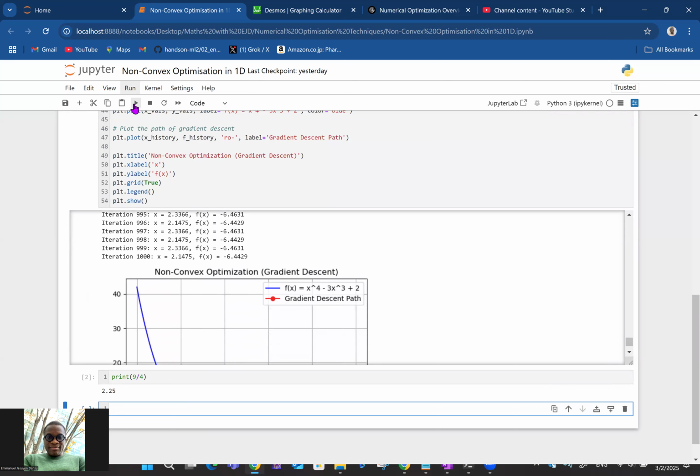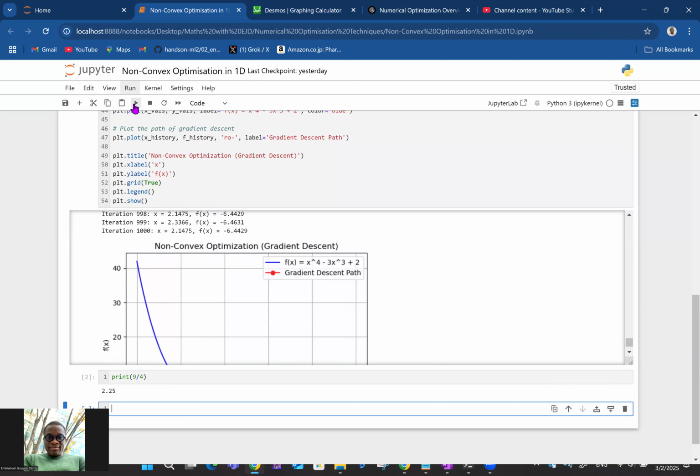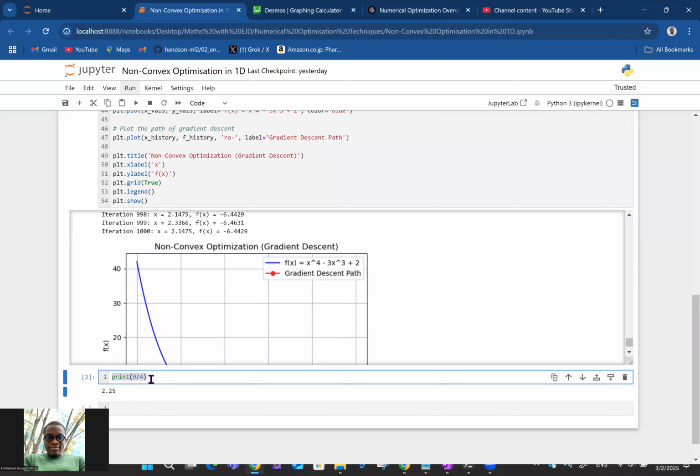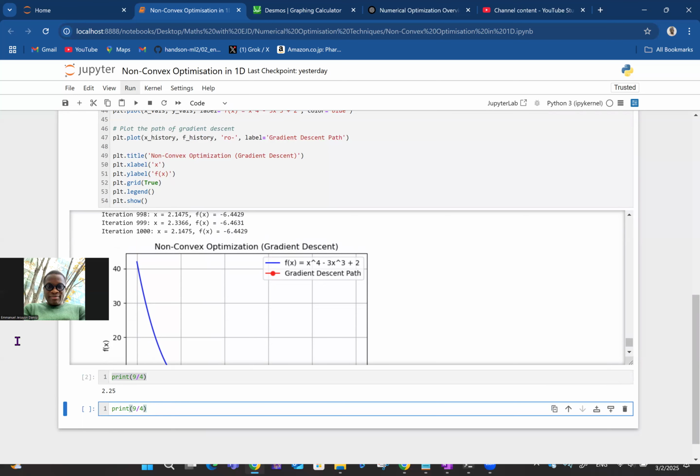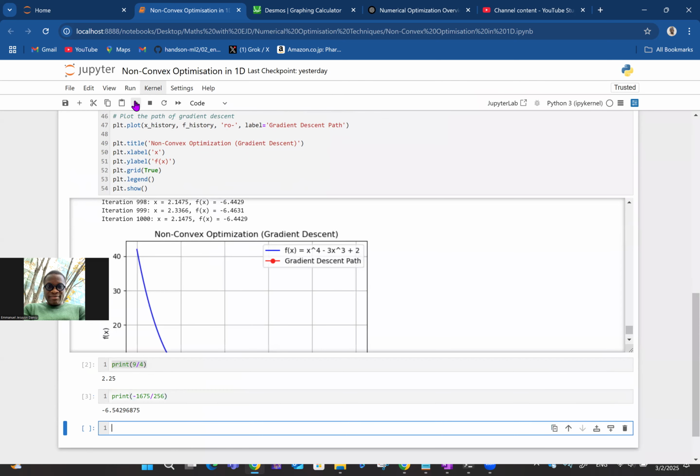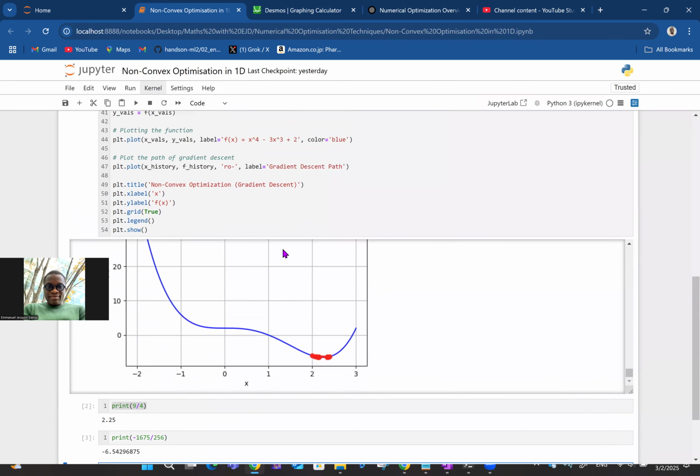And the function itself is evaluated at minus 6.4295. Remember what we got over there was minus 1675 divided by 256. That was what we got, and that is minus 6.54. Here we have minus 6.4429. That's pretty close. And this is the graph.